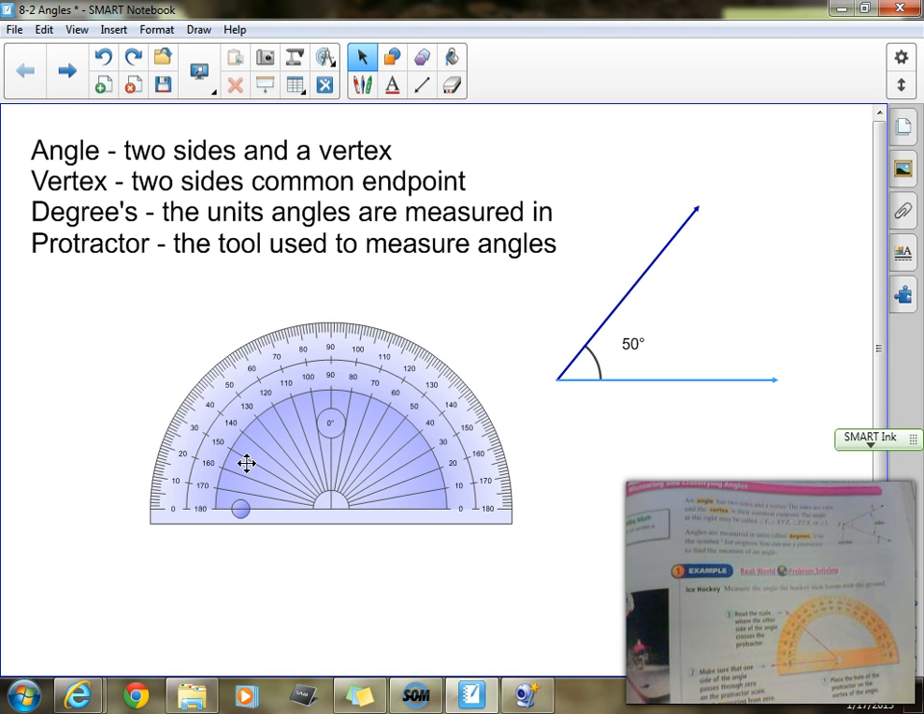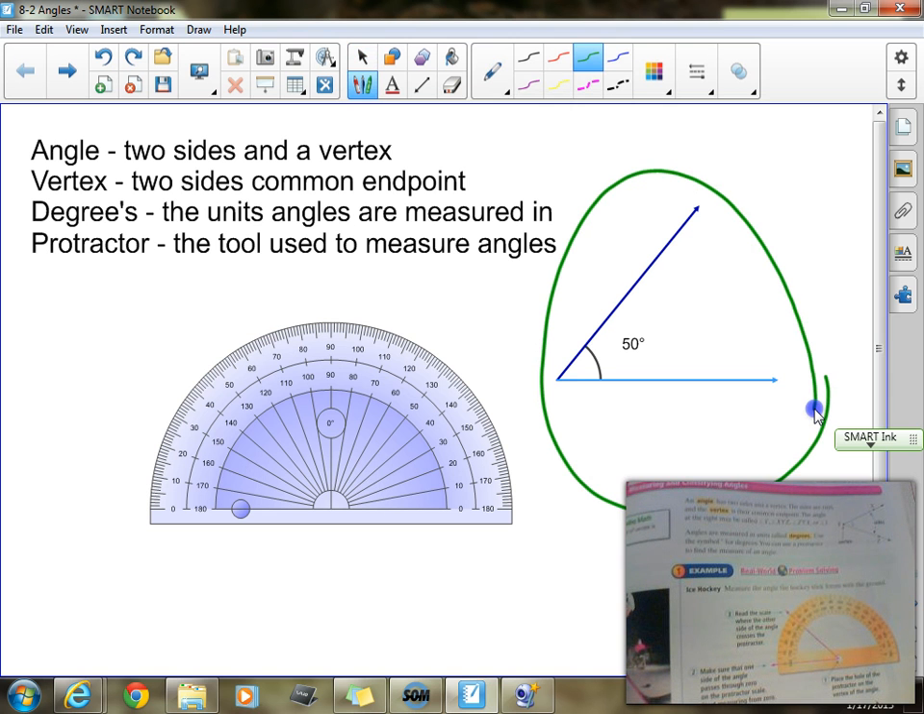Alright, so let's go ahead and start off with the vocabulary. Now this is on page 379, and you actually see it here at the bottom, page 379. Alright, so let's go ahead and start. First word I want you guys to make sure you understand is the word angle. Now an angle is simply two sides and a vertex. So that right there, that's what we call an angle.